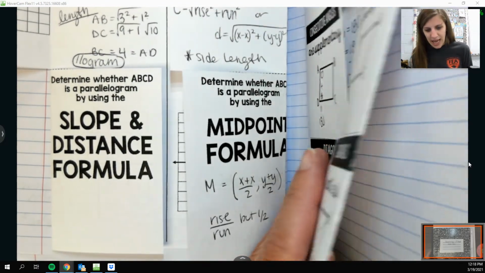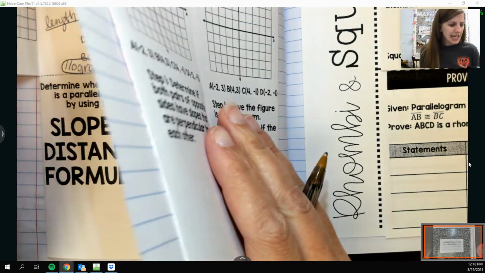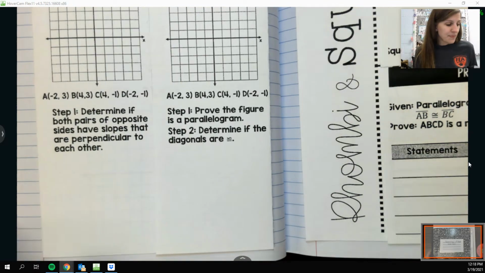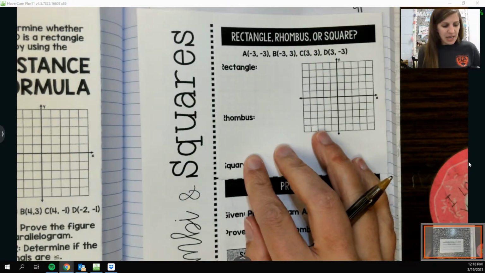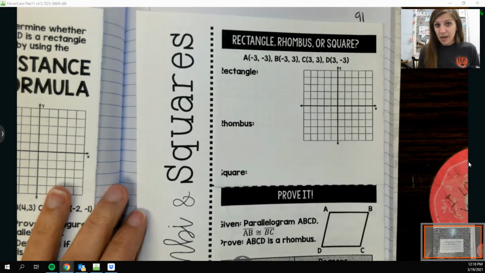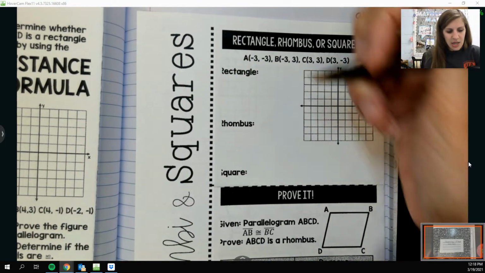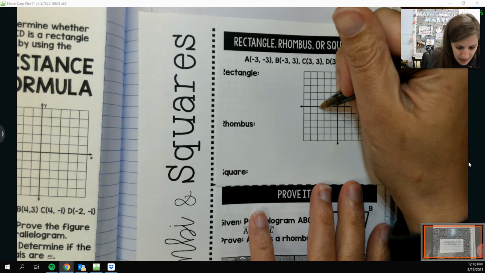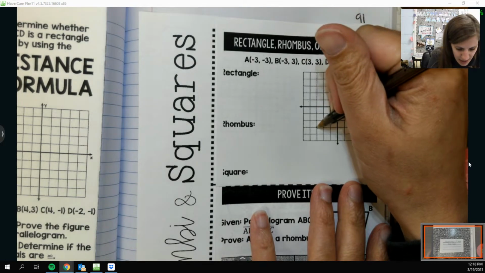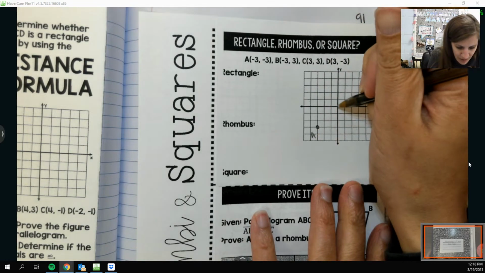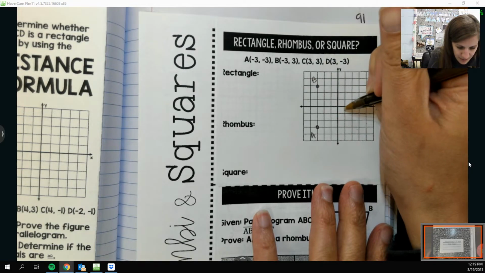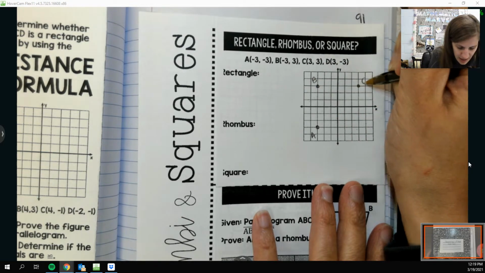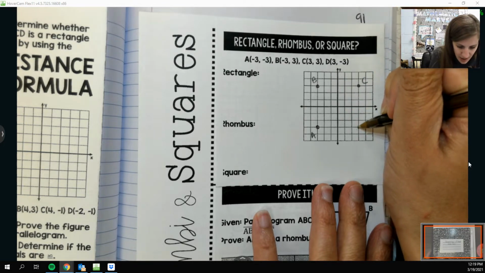Okay, jumping ahead to page 90. Actually, let's go to 91 first. We can determine if something is a rectangle, rhombus, or square on a coordinate grid as well. So if we plot this guy right here, -3, -3, -3, +3, 3, 3, and 3, -3.